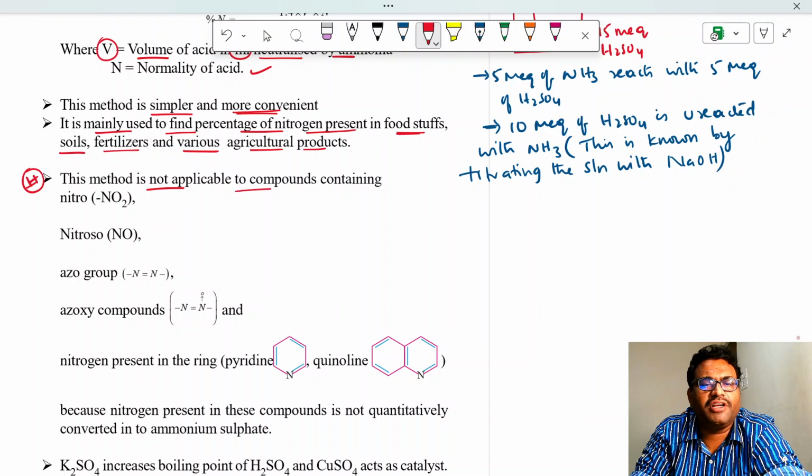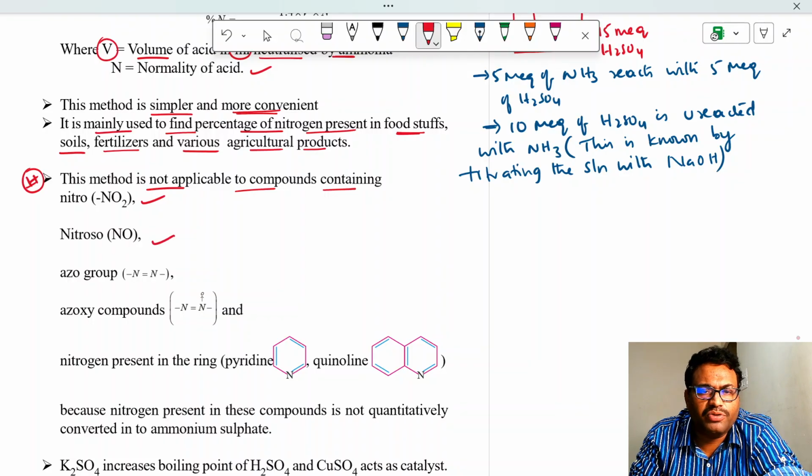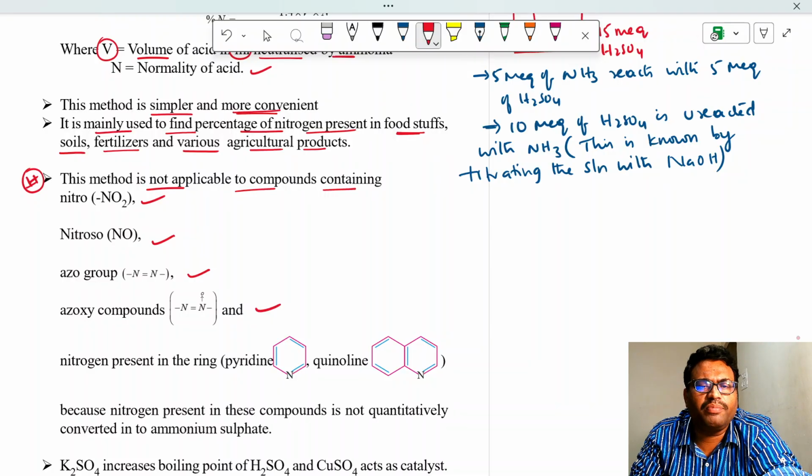This method is not applicable to some compounds. Nitro compounds, it is not applicable. Nitroso compounds, it is not applicable. Azo compounds also. Diazonium compounds also it is not applicable, because you are heating it and diazonium compounds are not stable. Azo compound, what is that? N double bond N. Azoxy compounds have nitrogen with an extra oxygen.